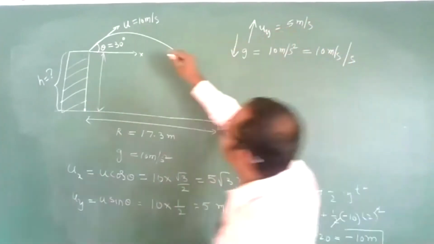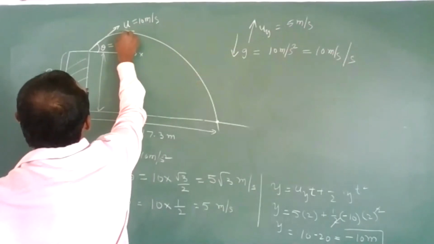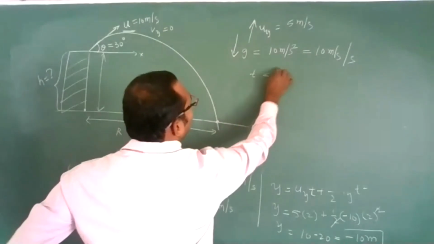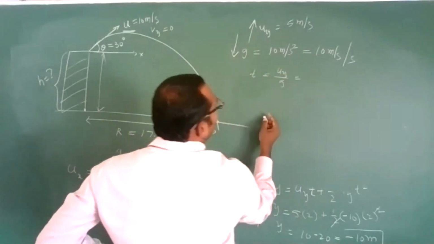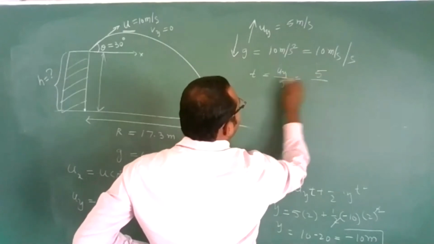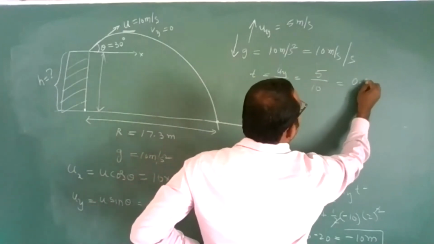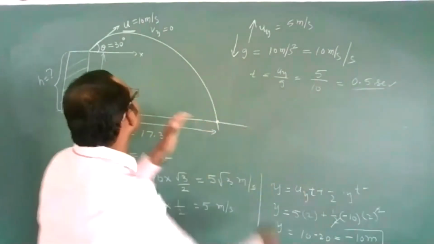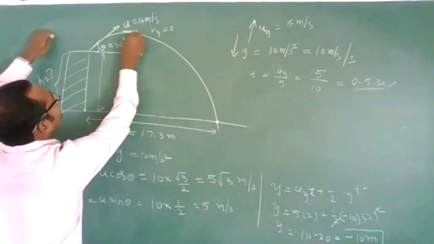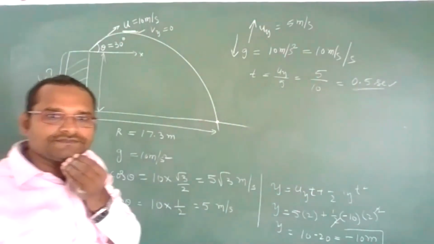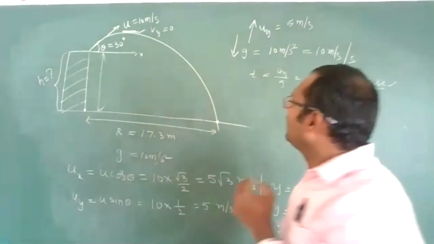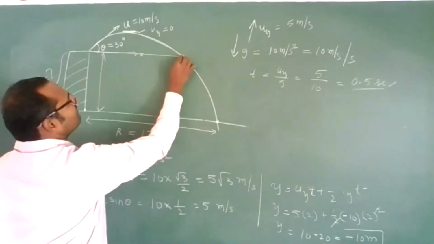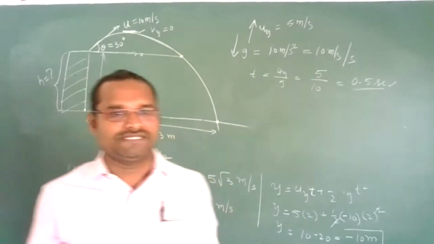So at the maximum height, the vertical velocity is going to be zero. At what time? At time t is equal to uy by g. This is 5 and g is 10, so 0.5 seconds. In 0.5 seconds this particle will be at the maximum height. Again, in 0.5 seconds, this particle will be here now.